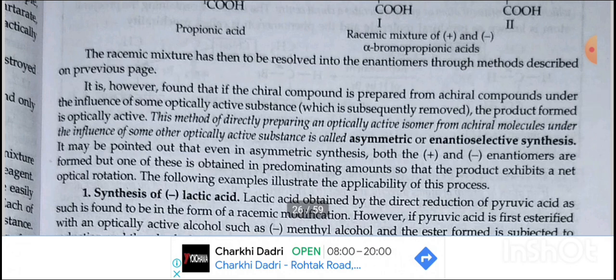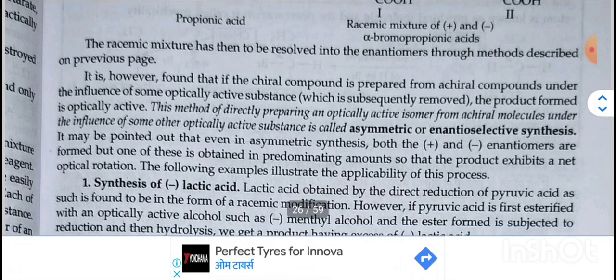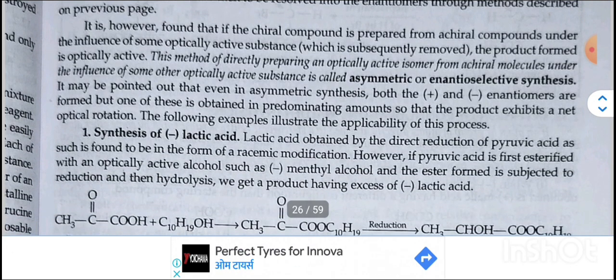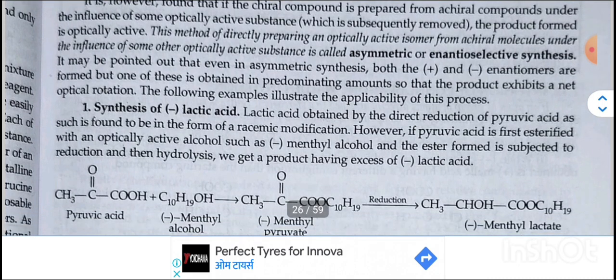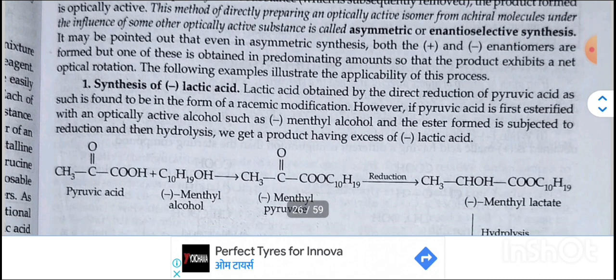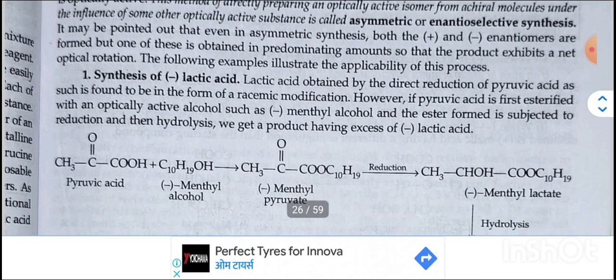The method of directly preparing an optically active isomer from an achiral molecule under the influence of some other optically active substance is called asymmetric or enantioselective synthesis. It may be pointed out that even in asymmetric synthesis, both the positive and negative enantiomers are formed, but one of these is obtained in predominating amount so that the product exhibits a net optical rotation. The following example illustrates the application of the process.